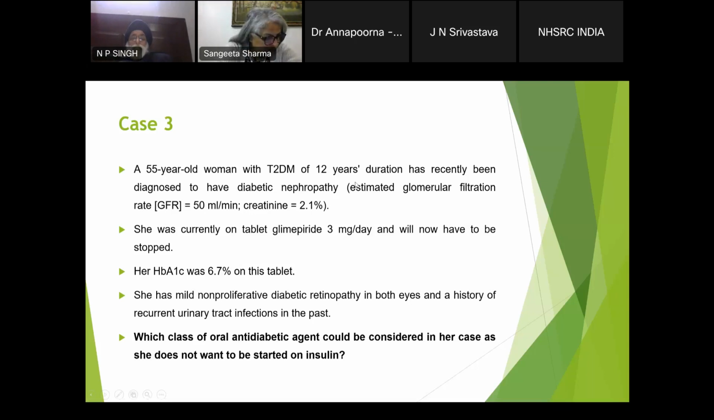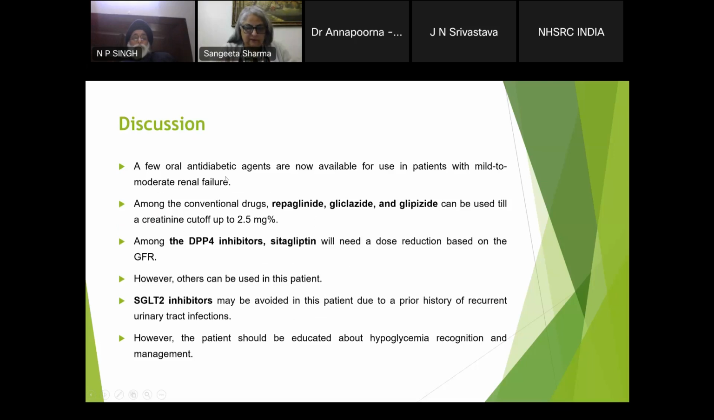So, she has CKD now. We need to understand that sulfonylureas, especially the long-duration ones, can cause significant hypoglycemia. So we have short-acting agents like repaglinide. We have short-acting sulfonylureas, gliclazide and glipizide. They can be used. We also have, as you have rightly mentioned, DPP4 inhibitors, sitagliptin. They might require a dose reduction, but they are very neutral, very effective drugs, and don't cause hypoglycemia.